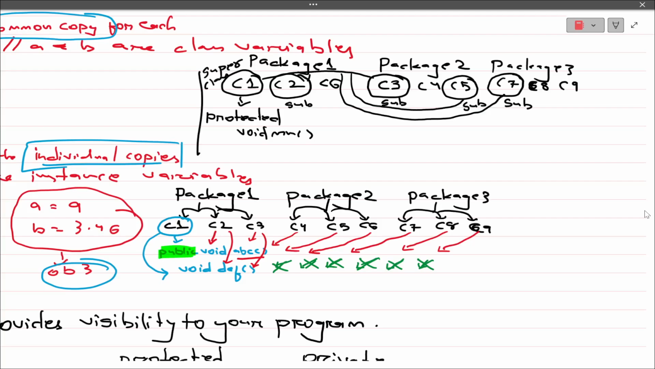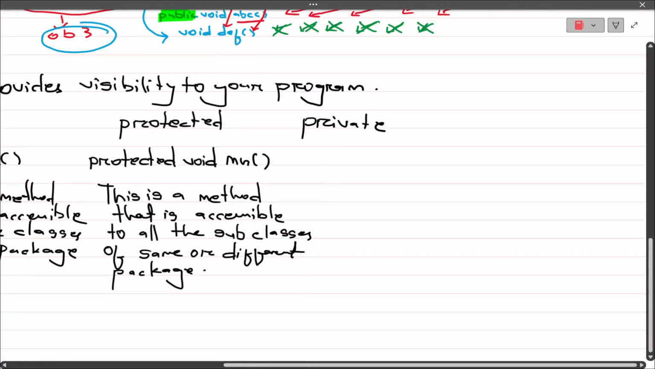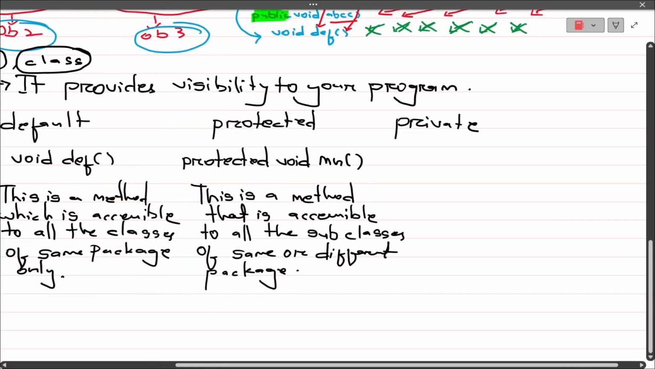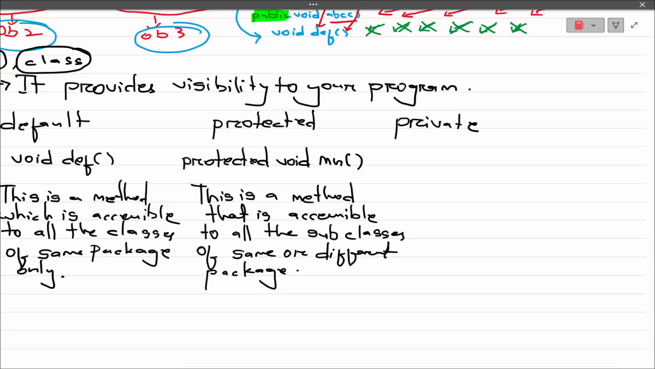Examiner may ask you why. So you need to say that C2, C3, C5 and C7 are the subclasses of this particular C1 class. This is the only reason. That is where this definition stands: this is a method that is accessible to all the subclasses of same or different package. It won't look at whether I have the same package or a different package. It will just look at whether they are subclasses. If yes, then they can access my superclass's method.